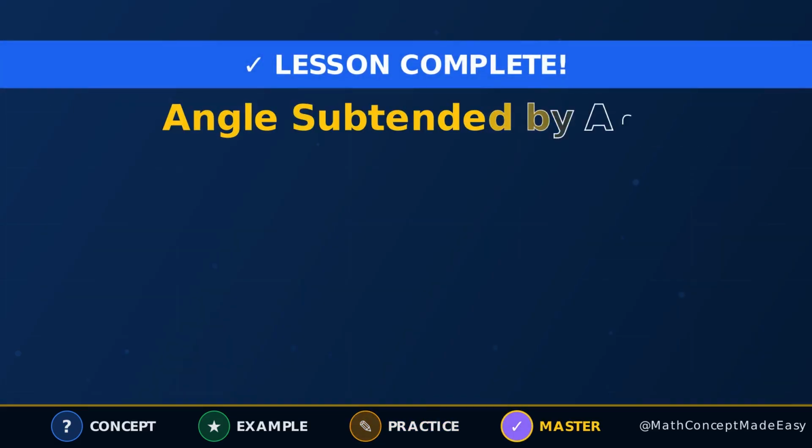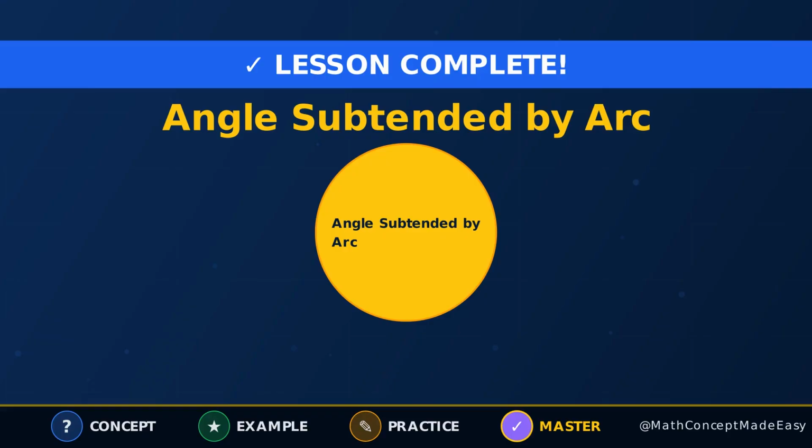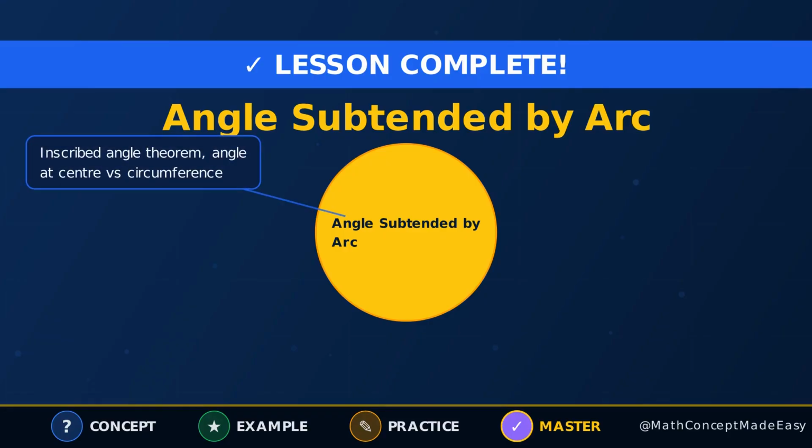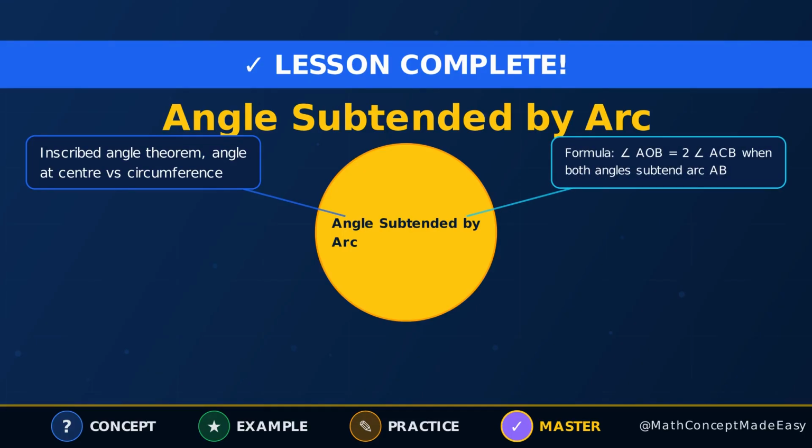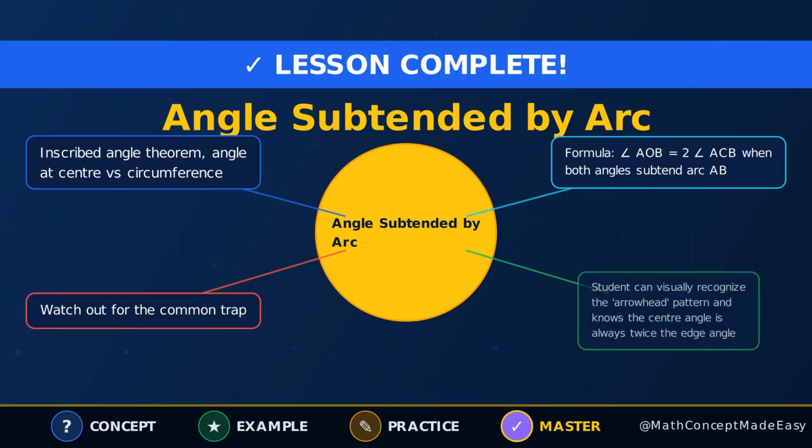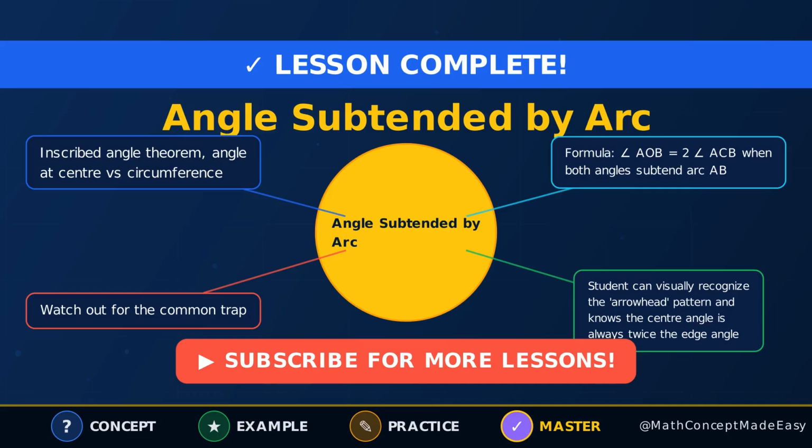Let us bring today's lesson together in one picture. At the center of everything sits angle subtended by arc. We explored the inscribed angle theorem, angle at center versus circumference. The one formula to remember is: the angle at the center is exactly twice the angle at the circumference. Watch out for the common trap we discussed. And remember our goal: the student can visually recognize the arrowhead pattern and knows the center angle is always twice the edge angle. Next lesson, trigonometric ratios: sine, cosine, tan, definition from right triangle.